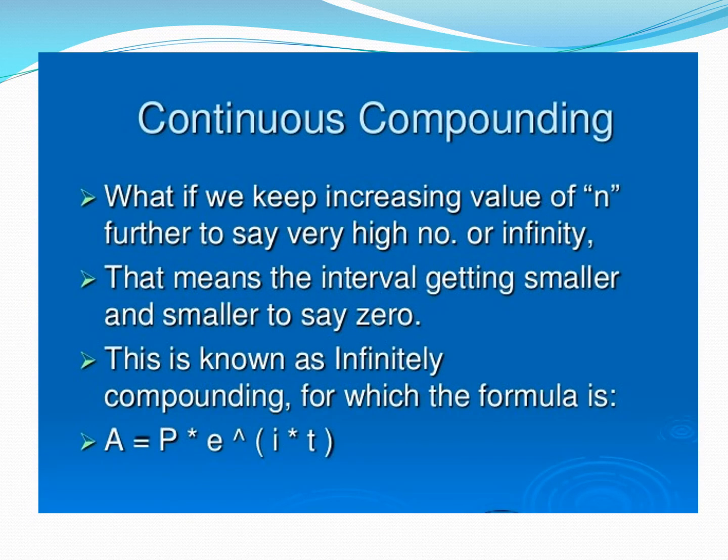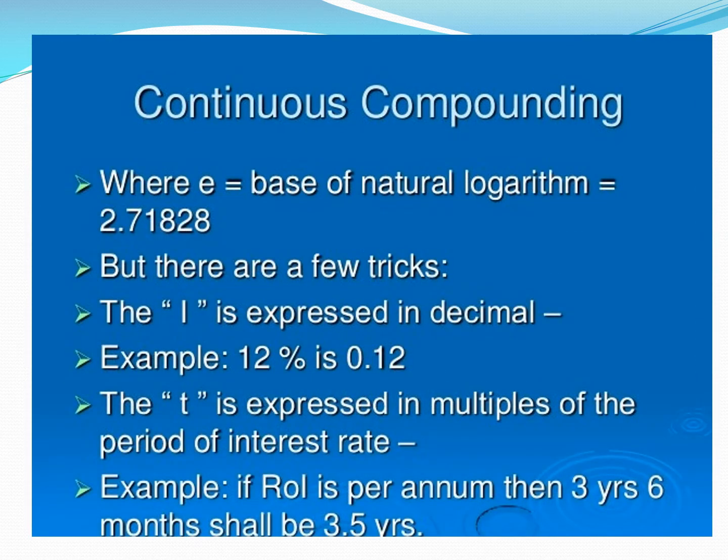Now, if we keep increasing the value of n further to a very high number or infinity, that means the interval is getting smaller and smaller, towards 0. This is known as infinite or continuous compounding, for which the formula is A equal to P into e power of I into t. I means interest, t is the time period, and e is the base of the natural logarithm, equal to 2.718.